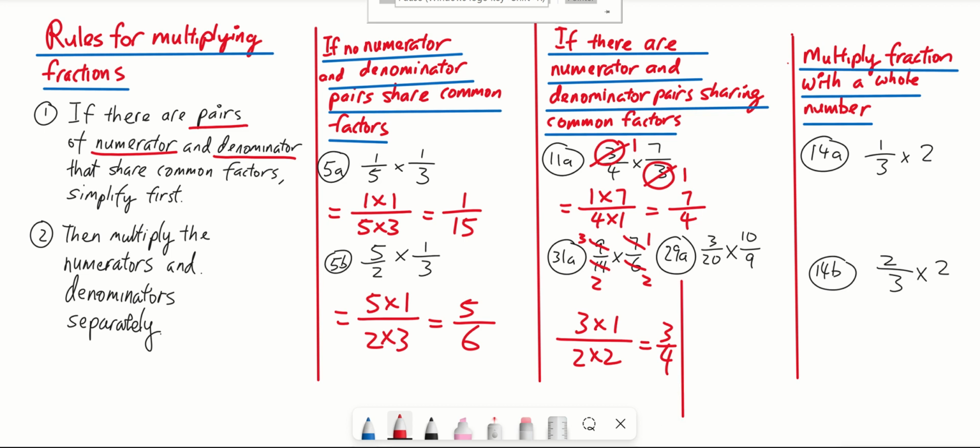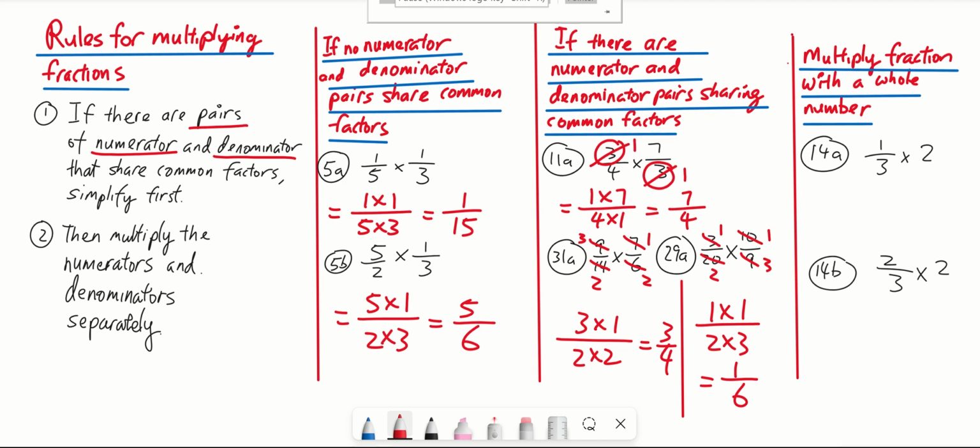We've got 29a. Again, you can see in this case, 3 and 9 are both divisible by 3. So I can divide 3 by 3, giving me 1. I can divide 9 by 3, that gives me 3. Similarly, I can divide 10 by 10, which gives me 1, and I can divide 20 by 10, which gives me 2. So I end up with 1 times 1 over 2 times 3, which gives me 1 over 6.